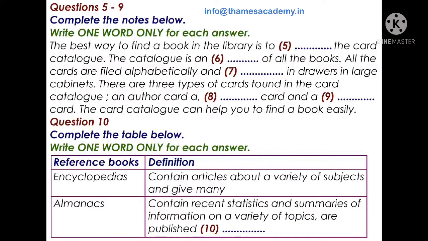In the card catalogue, each book has 3 cards, an author card, a title card, and a subject card. The author card is alphabetized under the author's name. The title card is filed alphabetically according to the title of the book. The subject card is filed alphabetically under the name of the subject of the book.